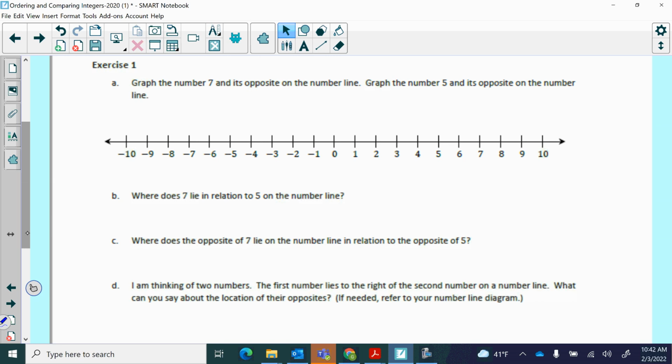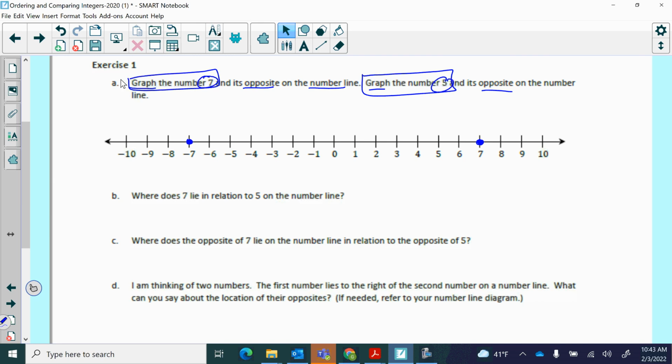So on our first one, we need to graph the number 7 and its opposite on the number line. We're also going to graph the number 5 and its opposite on the number line. So we have two tasks in which we're graphing both of these. So for the number 7, to graph it on my number line, all I'm going to do is go out here to where it says 7, put in my dot. Where is its opposite? What's the opposite of 7? -7. Good job, Kaylee. So -7. So I'm going to come down here to -7, and I'll put the dot here.